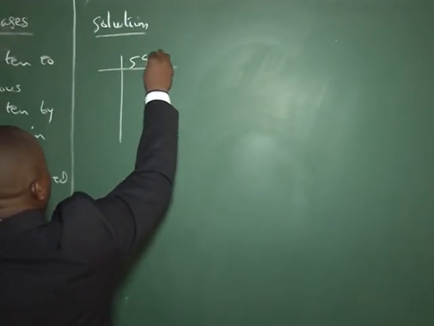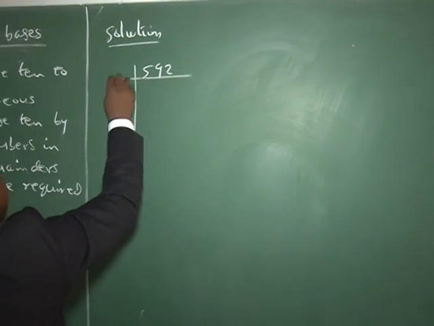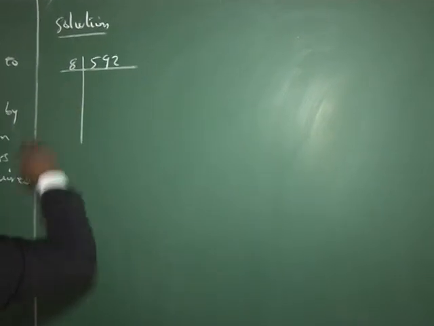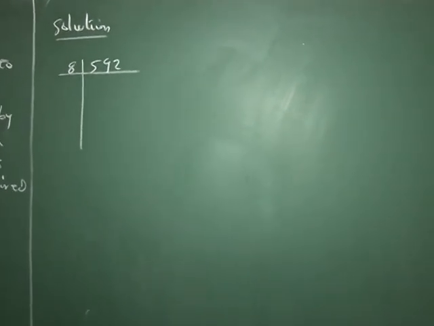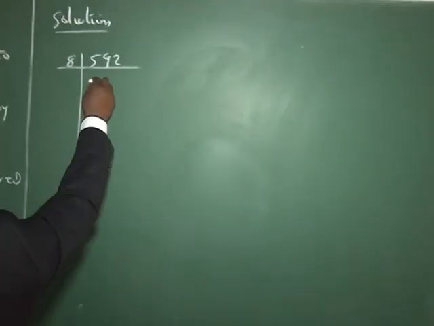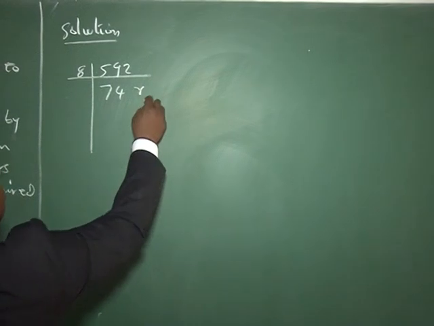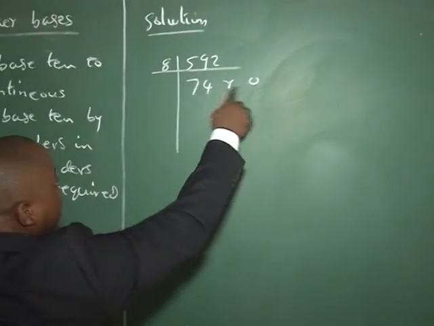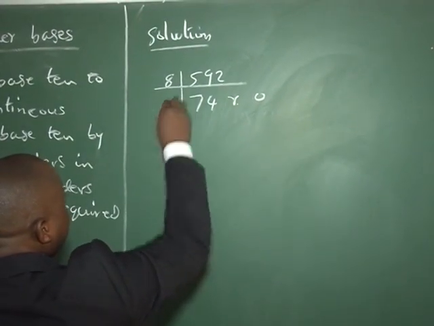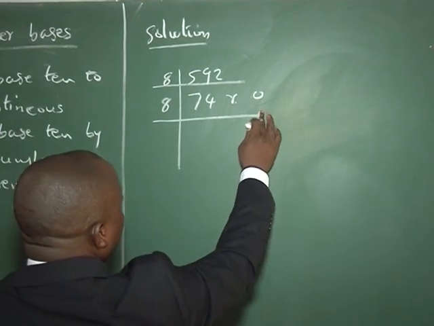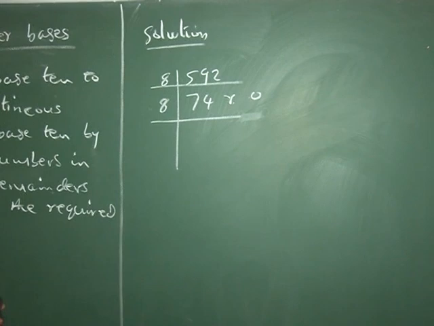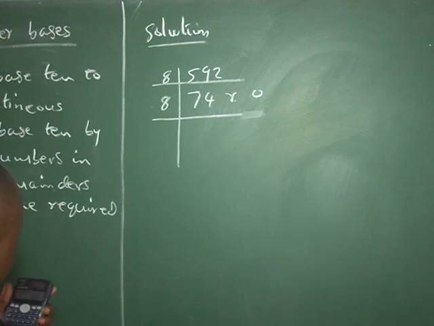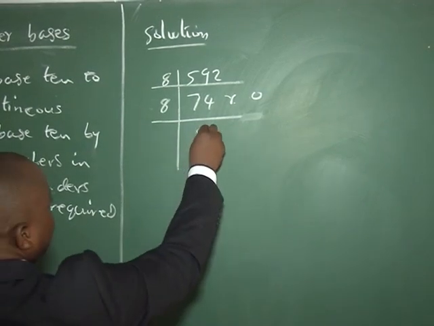We have 592 and we are going to divide it by 8. Now if we say 592 divided by 8, we'll have 74, remainder 0. We'll use this R to denote remainder. Now 74 divided by 8, again, what do we have? We should divide 74 by 8. It will give us 9.